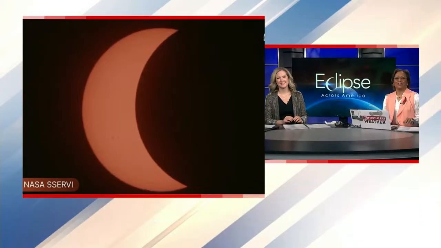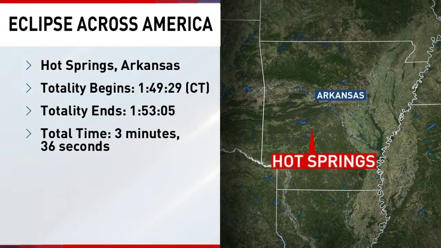All right. Well, there are just two national parks within the path of totality. One is Cuyahoga National Park, located in Ohio. The other is Hot Springs National Park in Arkansas. Totality in Hot Springs begins at 1:49 local time and lasts for 3.5 minutes.